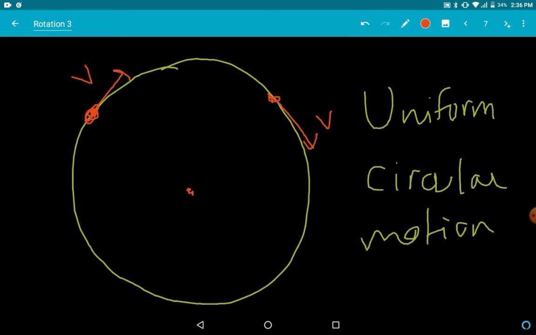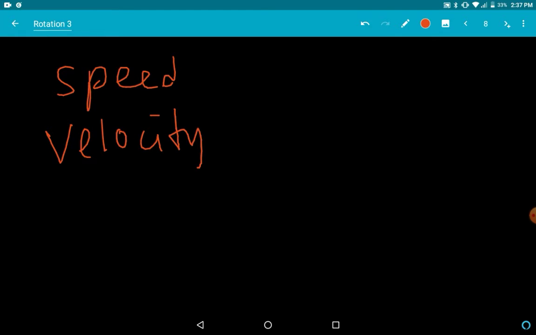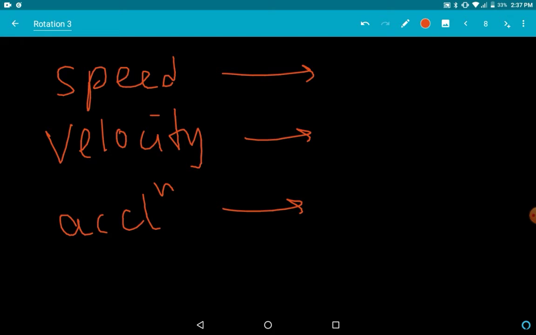If it is maintaining a motion with a constant speed v, you can see the direction is changing at every point, so the velocity is not constant. We'll talk about these three terms: speed, velocity and acceleration. Let's change the color a bit. Speed remains the same in the case of uniform circular motion.